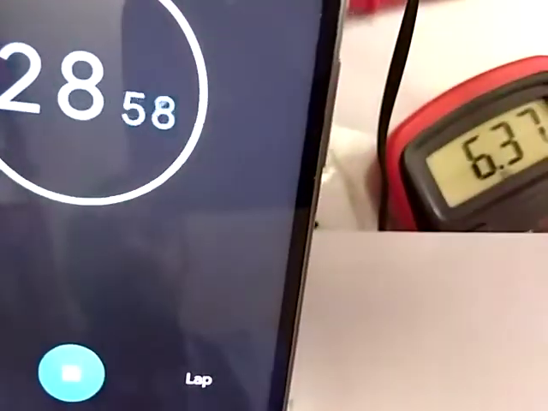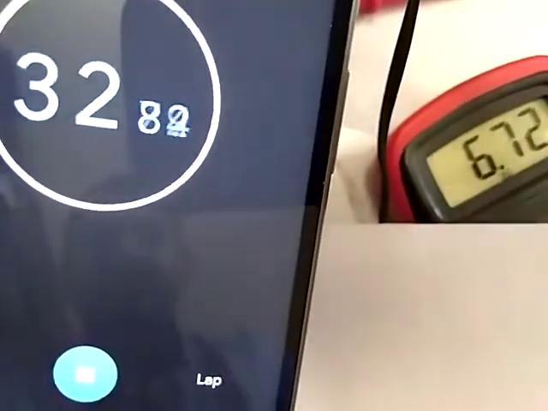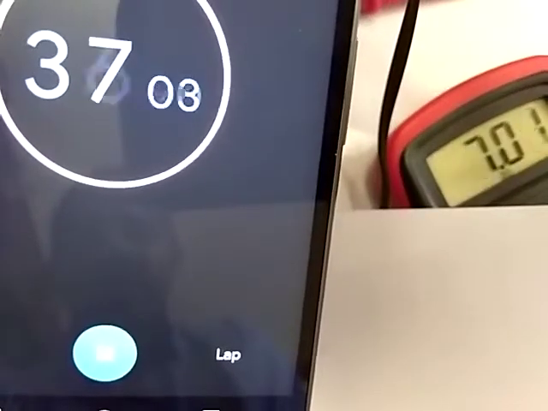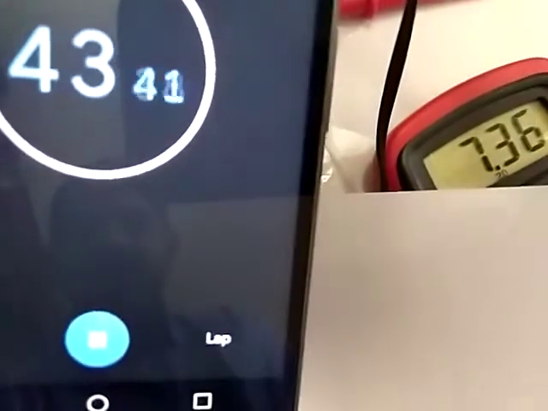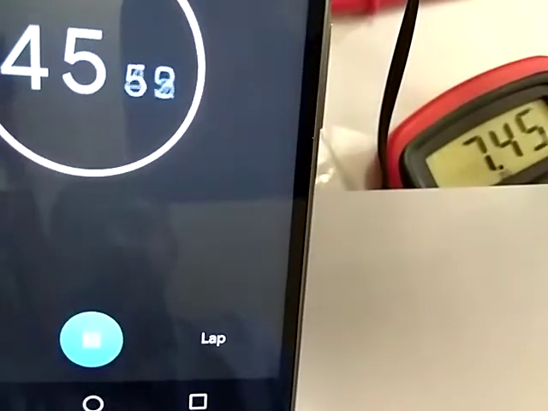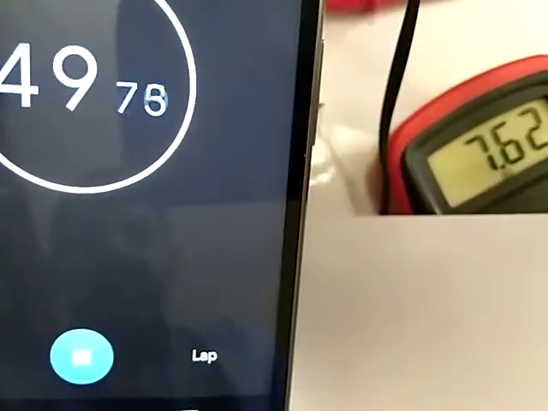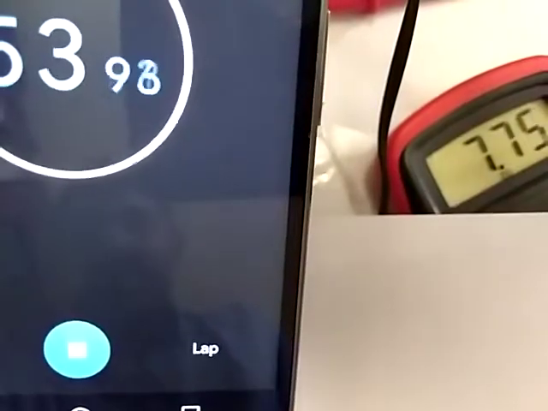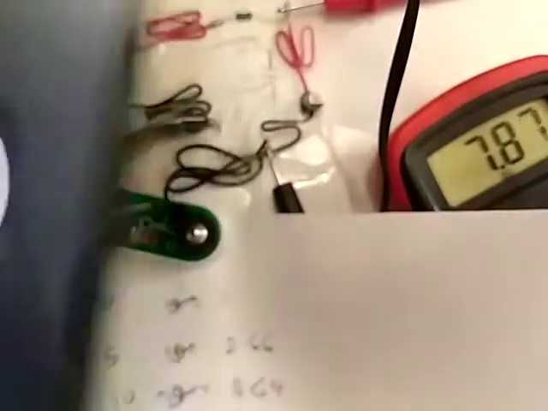You see it's slowing down, the voltage increase is slowing down. At 30 we have 6.6. At 35 we have 6.9. It's not very accurate, but for 40 we have 7.2. At 45 we have 7.47. At 50 we have 7.65. And 55 we have 7.80, and I'm going to stop it here.